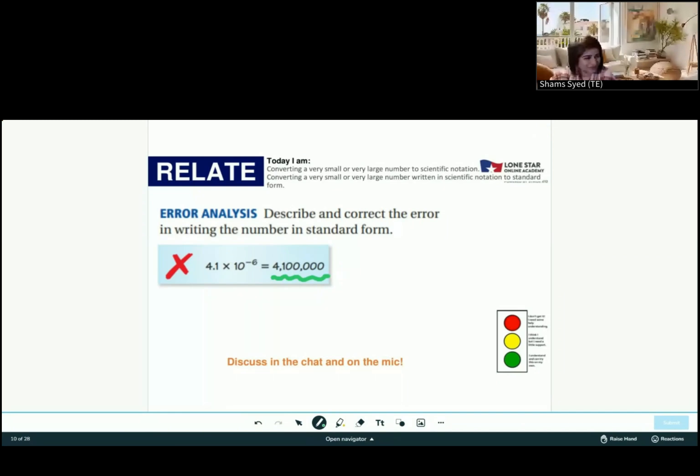Let me see how others will respond. There is a class of 22 students, but in my Nearpod, I only see 10. Blake, excellent. Blake says that they thought the 6 was positive. Excellent, Blake. Felice, do you think you put the decimal in the right place?